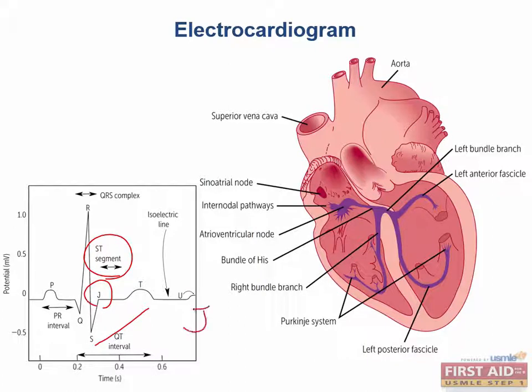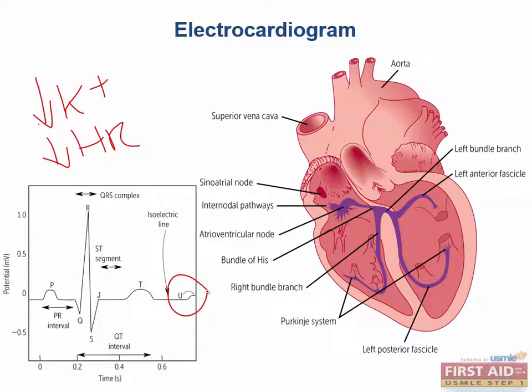It's the junction for J between the end of the QRS and the start of the ST segment. How hypokalemia or bradycardia create U waves is still being figured out. But if you see one of these, or if a U wave is mentioned in the vignette, think about low potassium or severe bradycardia as the reason.